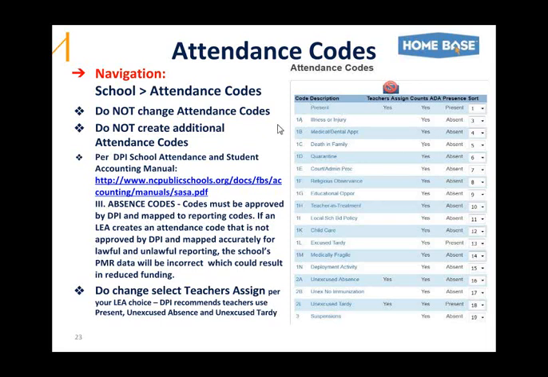If you want to look at the attendance and student accounting manual, it's listed here as a link. It's the SASA PDF. And you can find it there and read it. And it talks about the actual accounting from a DPI standpoint. The absent codes must be approved by DPI and mapped to reporting codes. If the LEA creates an attendance code that's not approved by DPI and mapped accurately for lawful or unlawful reporting, the school's PMR will be incorrect. And you could be losing some funding.